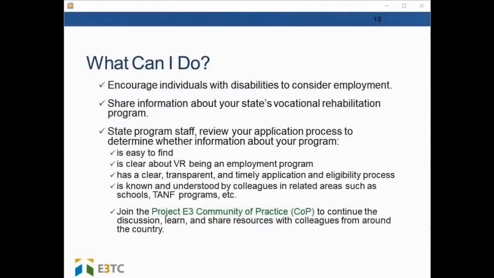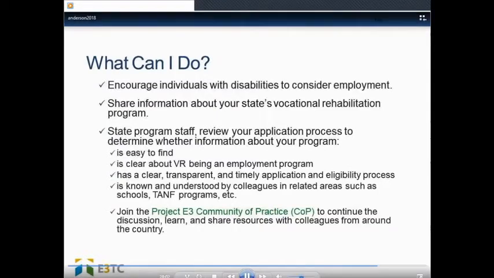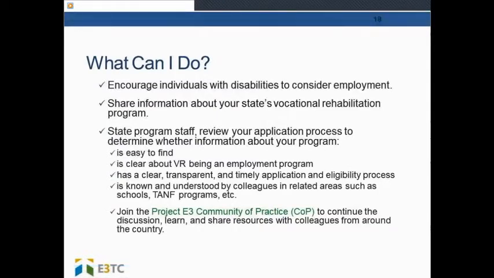So what can I do? As rehabilitation professionals, we just provided a lot of information across a variety of different aspects of disability and poverty. So what do you do with this? And how can you take this and put it into practice? I think the first point is probably pretty simple, but we simply encourage individuals with disabilities to consider employment. Vocational rehabilitation is an employment program, and we really can't have discussions about disability and poverty without employment being at the heart of those discussions. So again, encouraging folks to consider employment.